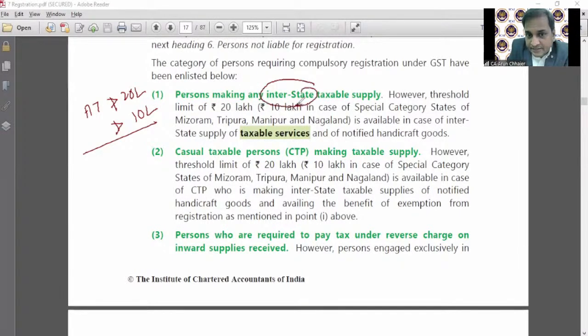Person making interstate taxable supplies: you may expect the question, if I am providing goods from one state to another, do I need to take compulsory registration, or would the limit of 40 or 20 be applicable? The answer is you have to take compulsory registration. But if I am providing services, then sir, the limit would be applicable.